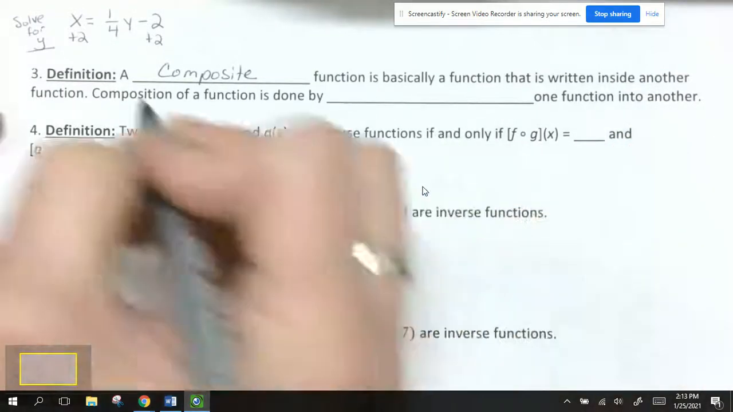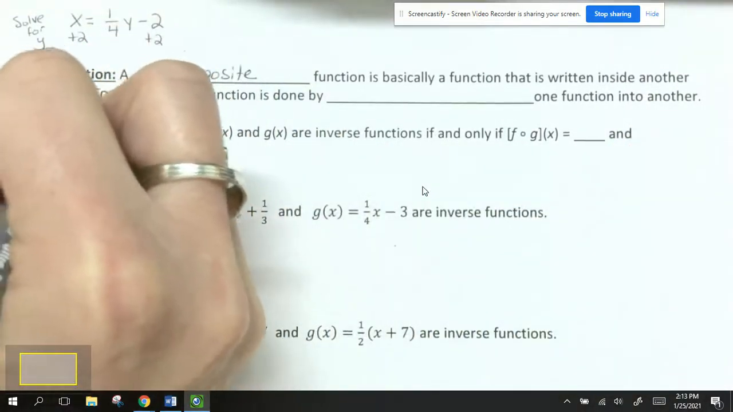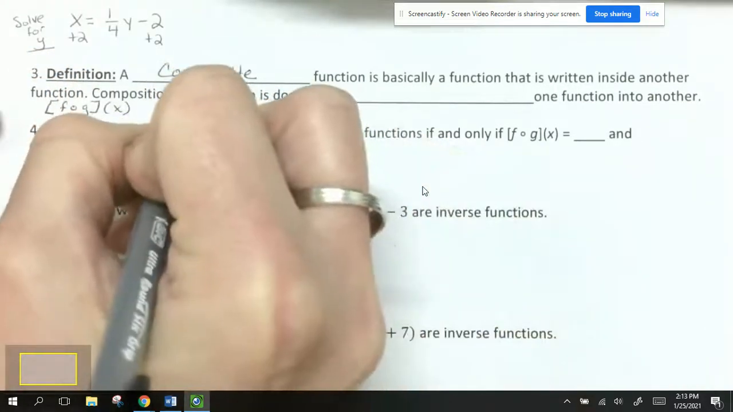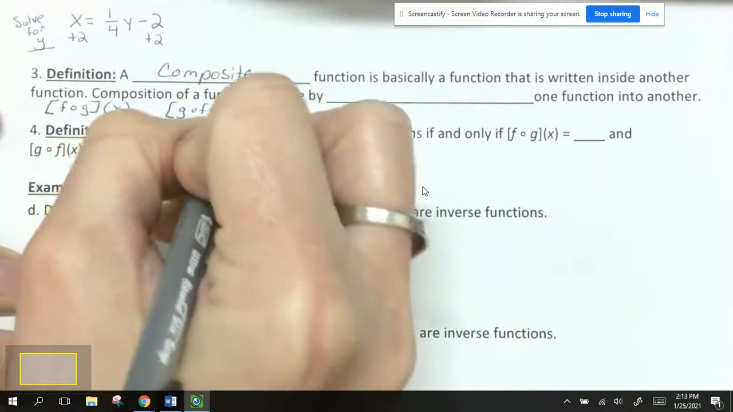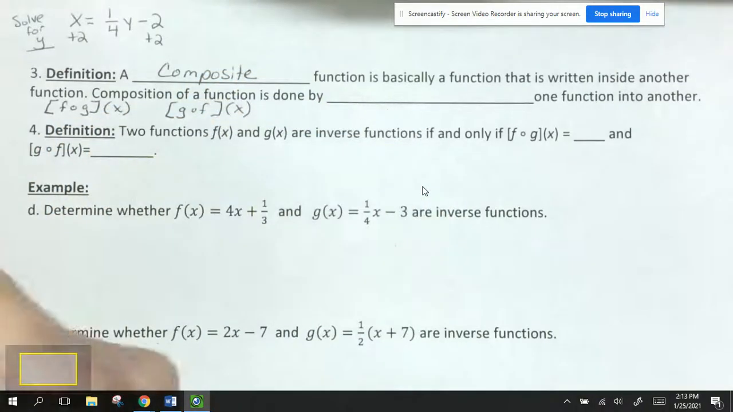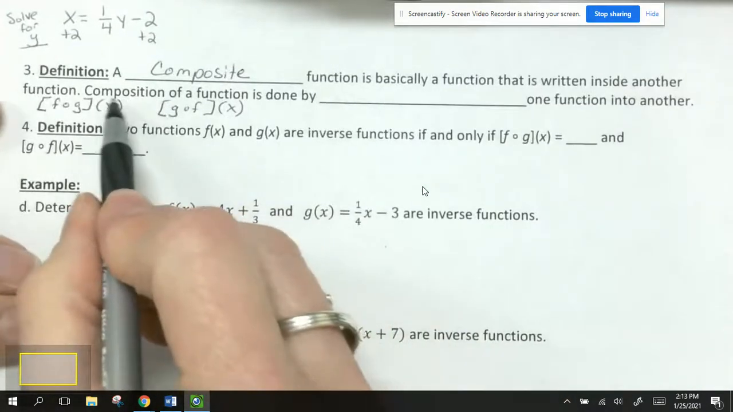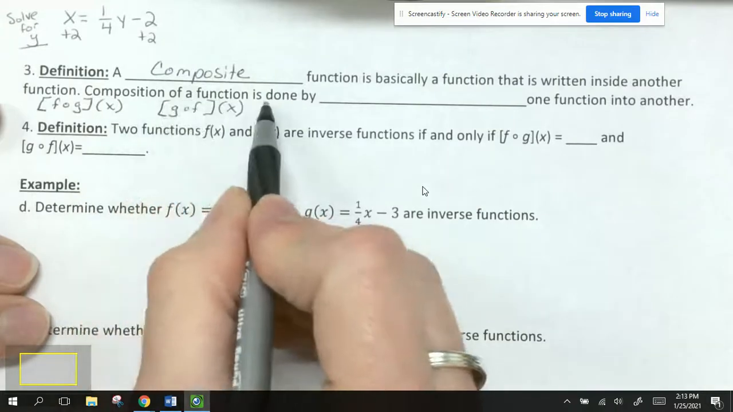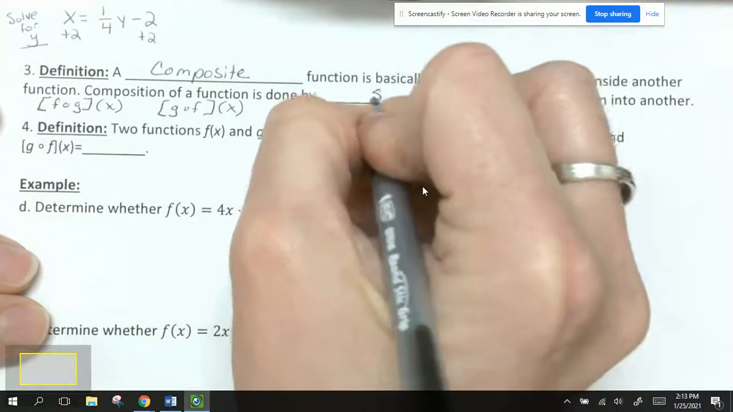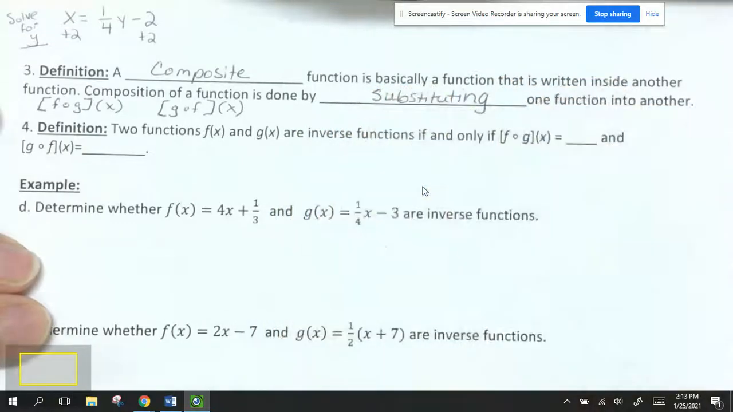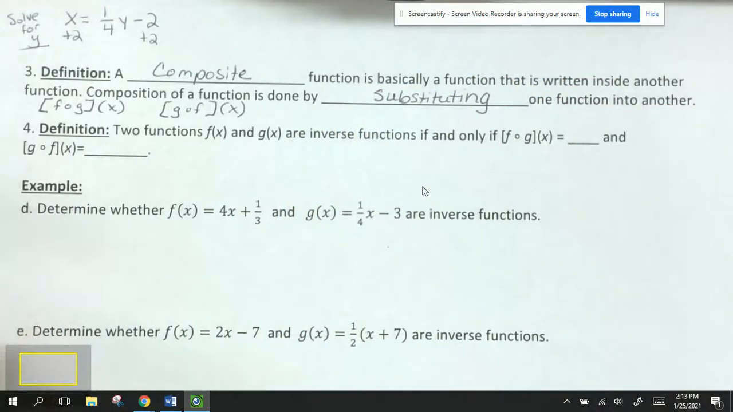Most often you'll see it written like this, f of g of x, or you'll see it written like this, g of f of x. So it's like you're writing one function inside of another one. And that'll make more sense once we look at a problem down here, okay? So composition of a function is done by substituting one function into another function. Okay, so you're going to be substituting one function into another function.